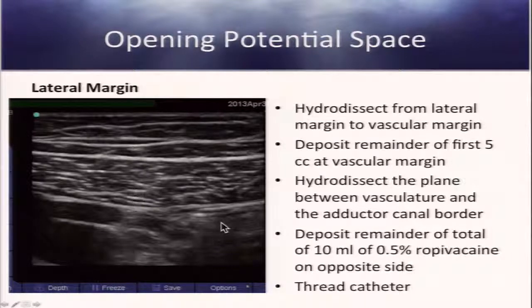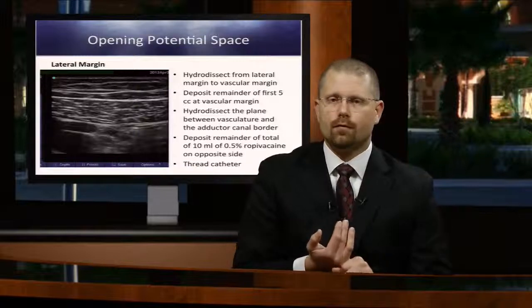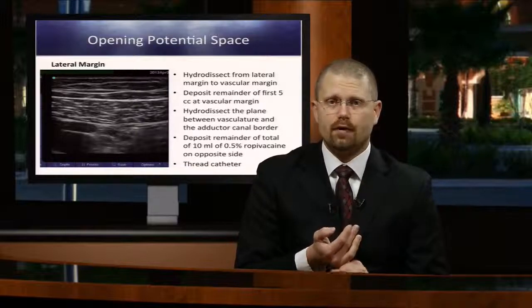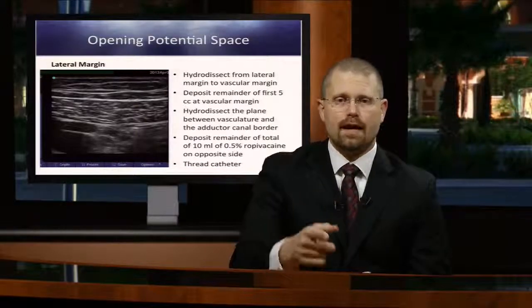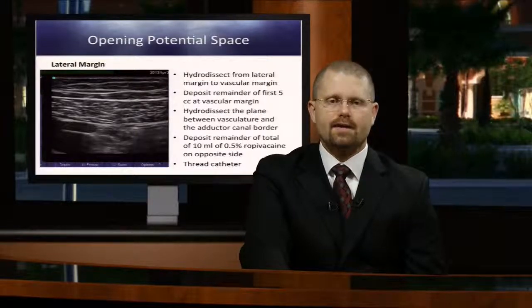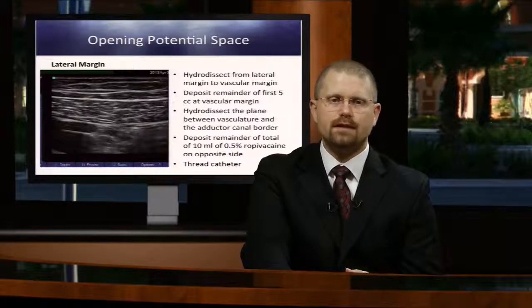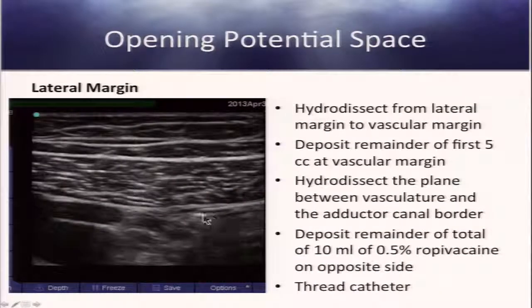In the next few slides, we're going to talk about how you do the infiltration for the quadriceps sparing femoral block. First, hydrodissect from this lateral margin of the adductor canal to the vascular margin. I used approximately 5 cc's of fluid to get from point A, here, the lateral margin, to point B, the vascular margin. At the vascular margin, deposit the remainder of your first 5 cc's there, and then place your catheter in the corner here. And you'll see that in the next slide.